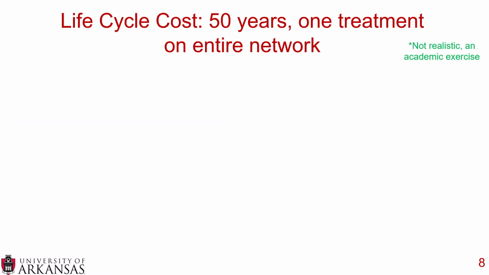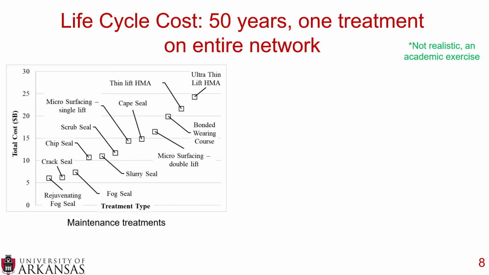So the first calculator we'll talk about is the life cycle cost, and we looked at a 50-year analysis period. And what happened is each group in the class got one maintenance treatment and one rehabilitation treatment. Now, please note that little disclaimer off to the side. This is not realistic. I do not encourage anyone to put one treatment on an entire network. But this is an academic exercise, and the point is to compare maintenance versus rehabilitation.